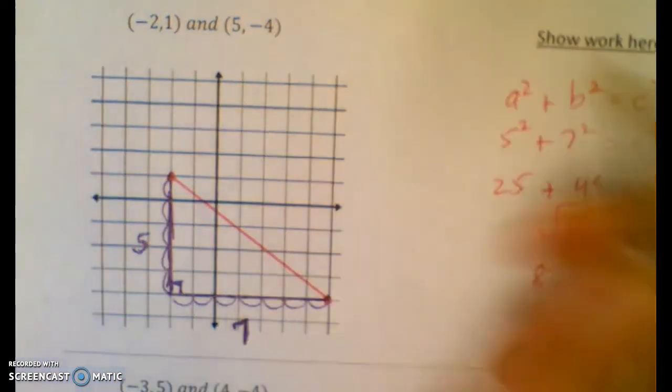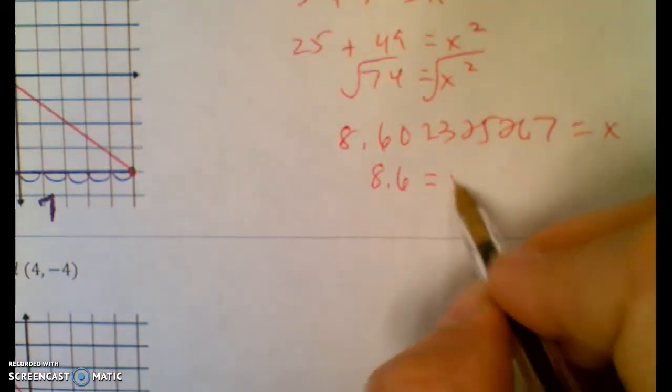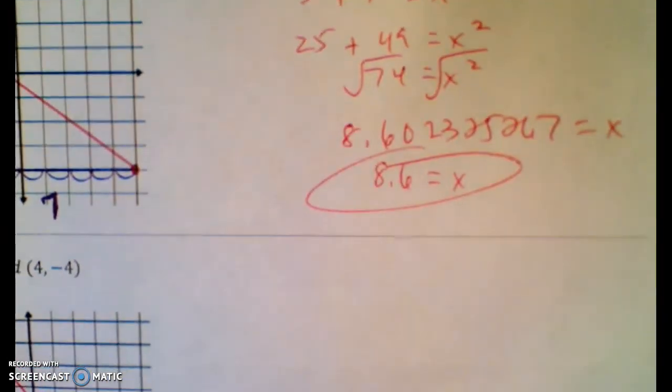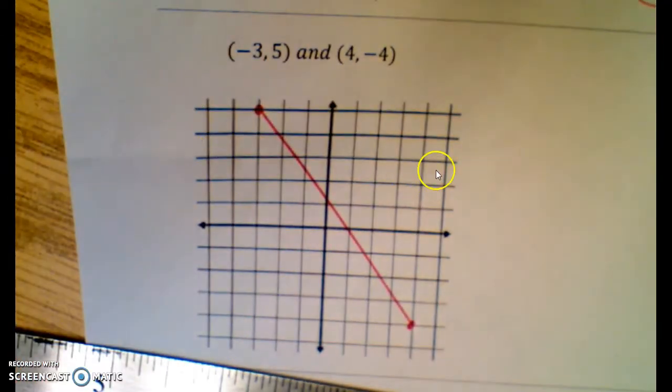And again, we're rounding to the nearest tenth. So again, it was 8.6. Pause the video. Try the next question. Make sure that you have your points connected correctly and that you draw your right triangle. Once you do this, go ahead and click play so you can check your answer.